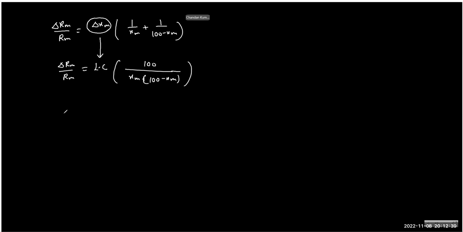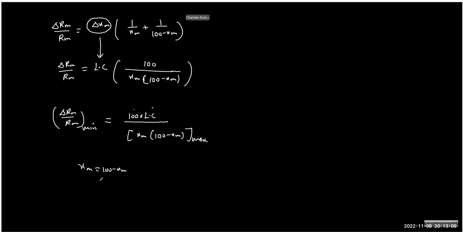Now you tell me how to minimize the relative error. We need to maximize the denominator, because the numerator is a fixed value. This is constant, this is constant, this is known to us. So how to maximize this value? If you know calculus, you can do it by differentiation. It will be maximum only when both terms are equal. So the minimum error occurs at 50 centimeters. This is the proof.